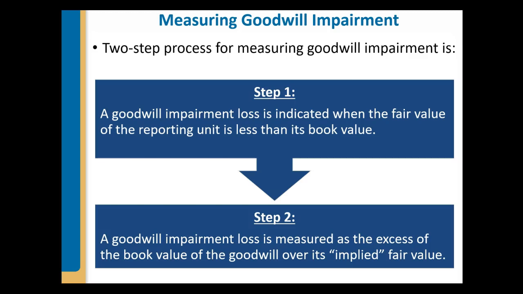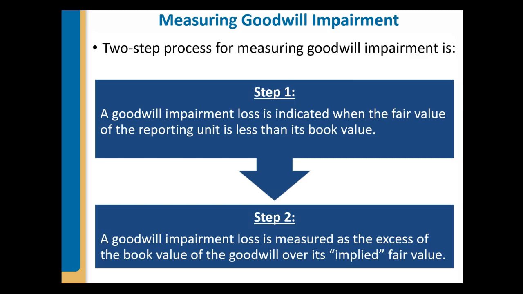In step 2, for all classifications of property, plant, and equipment and intangible assets, if impairment is indicated from step 1, then we measure the amount of impairment as the excess of the book value of the asset over its fair value. But unlike other assets, the fair value of goodwill cannot be measured directly, which is the market value, the present value of associated cash flows, and so it must be implied from the fair value of the reporting unit that acquired the goodwill.